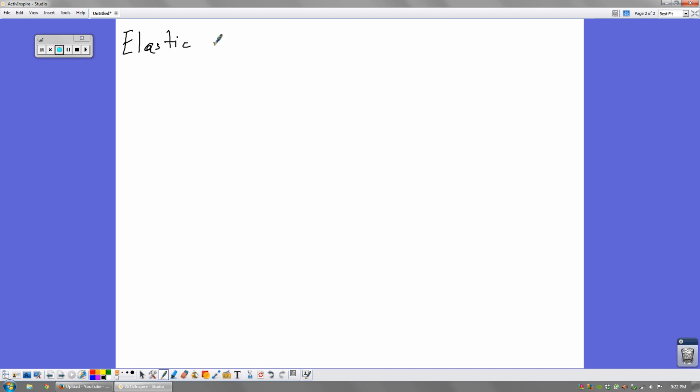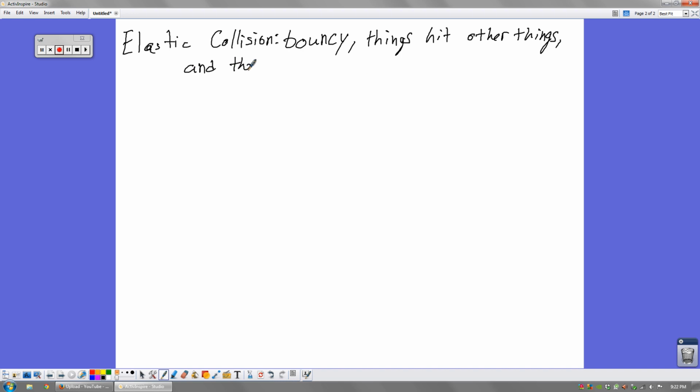In an elastic collision, also called a bouncy collision, things hit other things and then they bounce. Alright, cool thing about elastic collisions, just like in inelastic collisions, momentum is conserved.